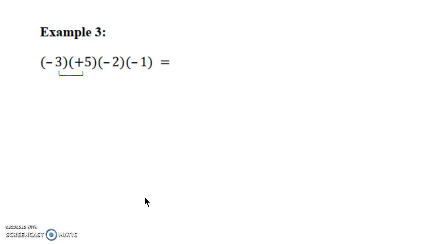I'm going to stick with my usual, working left to right. Negative 3 times positive 5, negative 15, times negative 2 equals positive 30, times negative 1 equals negative 30. So it's the same question as above in our video, but the look is slightly different, and we could switch these numbers around and still result in a negative 30 answer.